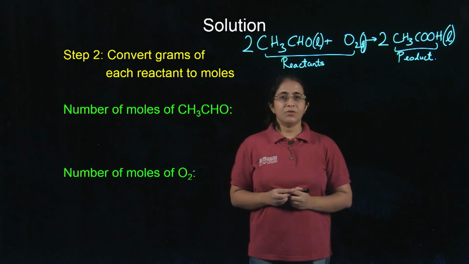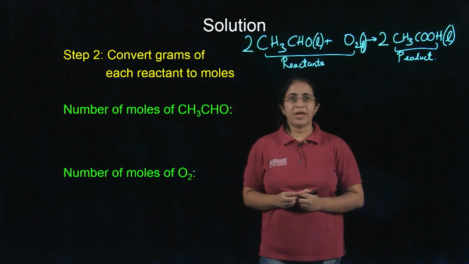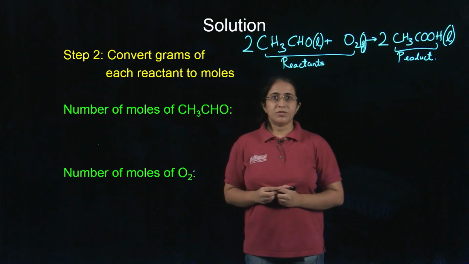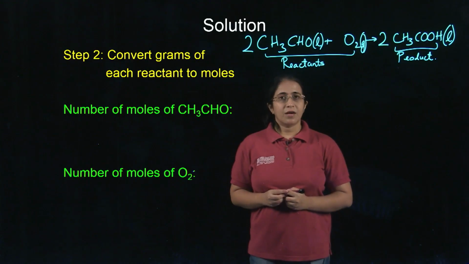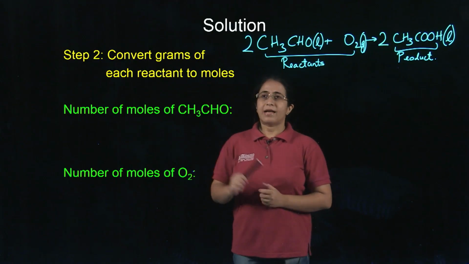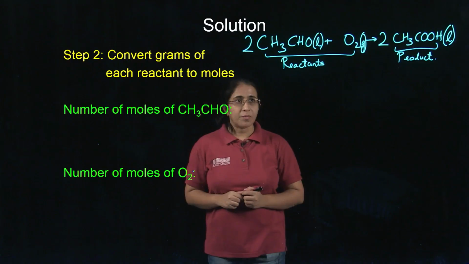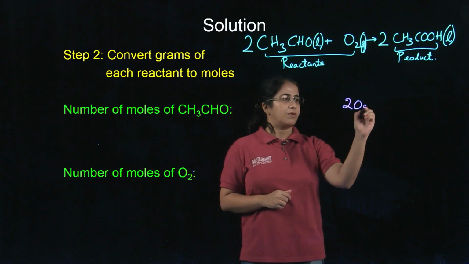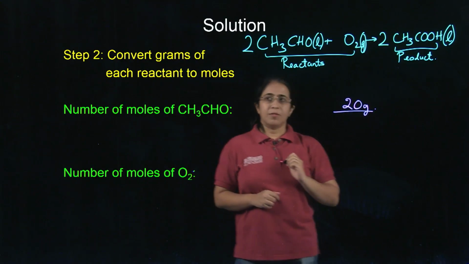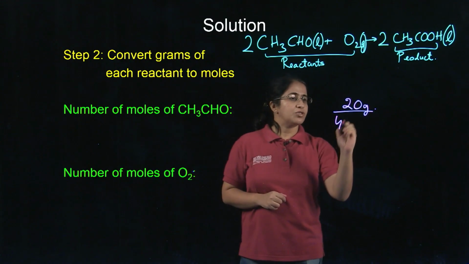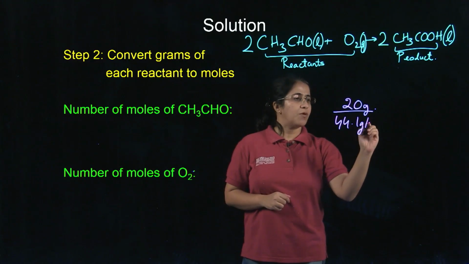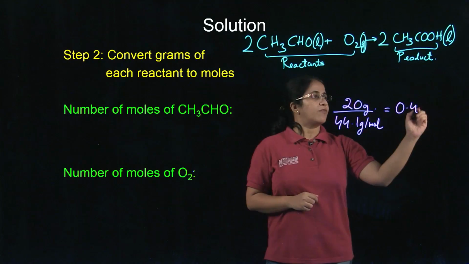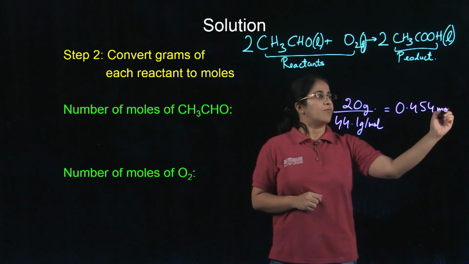In step 2, you need to calculate the number of moles of each reactant that are present in the reaction mixture. To do that, you need to divide the mass of each reactant by its molar mass. So let's do for acetaldehyde. So if you go back to the problem, the mass of acetaldehyde that is present is 20 grams. Okay, and you need to divide this by the molar mass of acetaldehyde, which is 44.1 grams per mole. So if you do the calculations, the answer should be 0.454 moles.